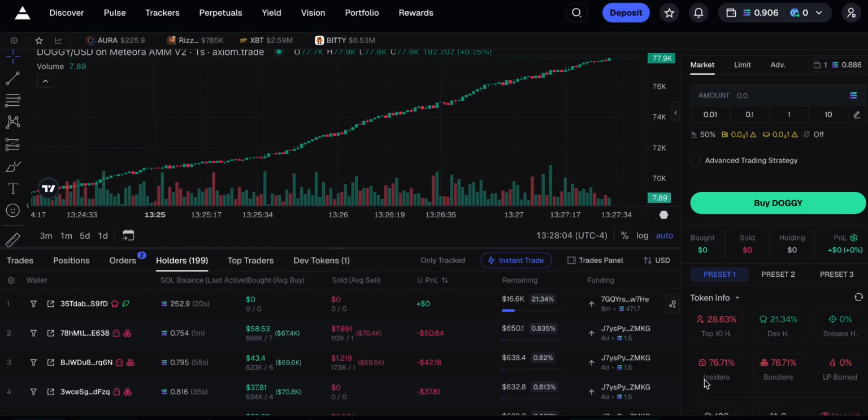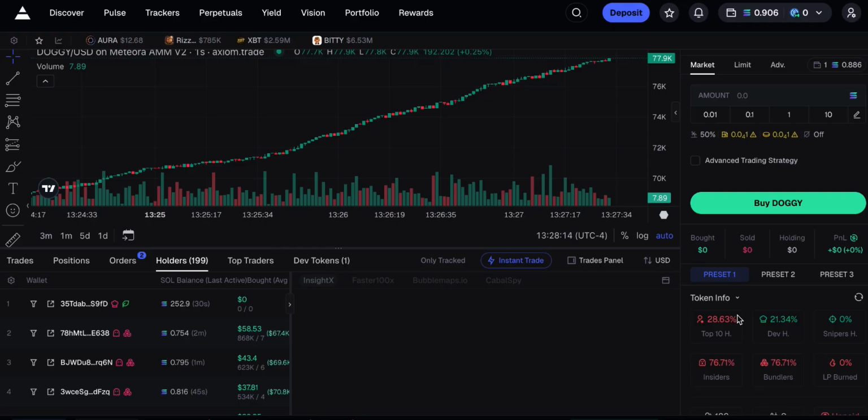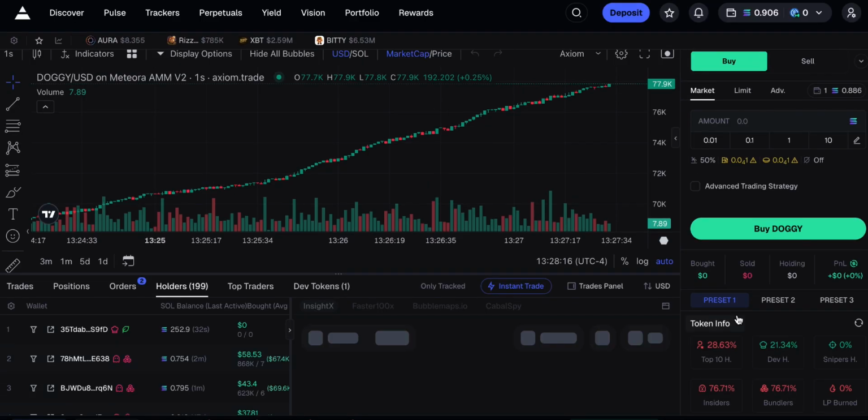Alright, so one way to check how bundled the coin is, is by going to holders, and you might see this little bubble map icon. And for those of you who don't know, I am using Axiom. I'll put the link down below in the description for anyone that wants to use this website. This definitely is the most efficient website to use, and it has a lot of cool tools to help you optimize your trading because it can clearly show you how bundled the coin is.